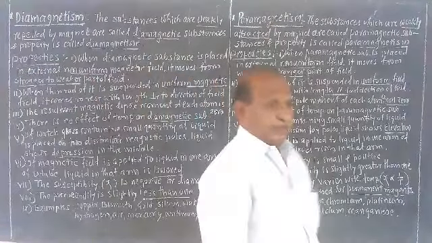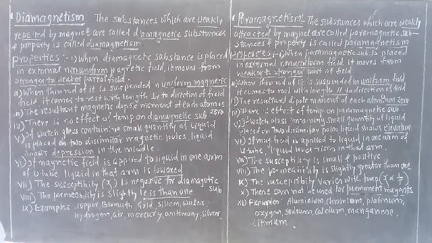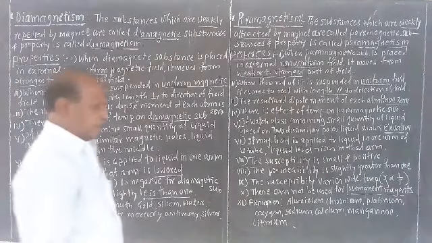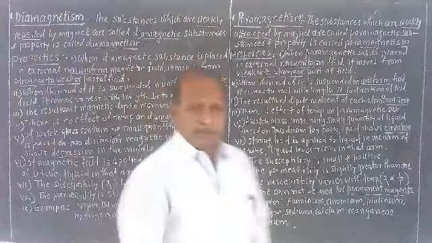Examples of diamagnetic substances: copper, bismuth, gold, silver, hydrogen, air, mercury, antimony, water, etc. These are the examples of diamagnetism. So this is one category of substance, the diamagnetic substances.